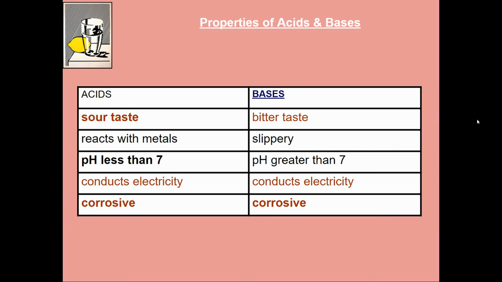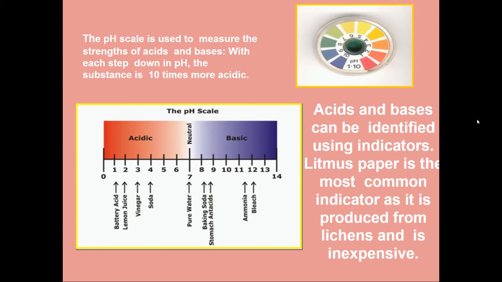Both of them conduct electricity and both of them are corrosive. Last year, some people did an activity where we saw how strong acids and weak acids versus strong bases and weak bases conduct electricity. The stronger the acid or stronger the base, the brighter the light bulb goes. And that's just because they dissociate or become ions. There's more ions in the liquid to cause the conductivity to occur.